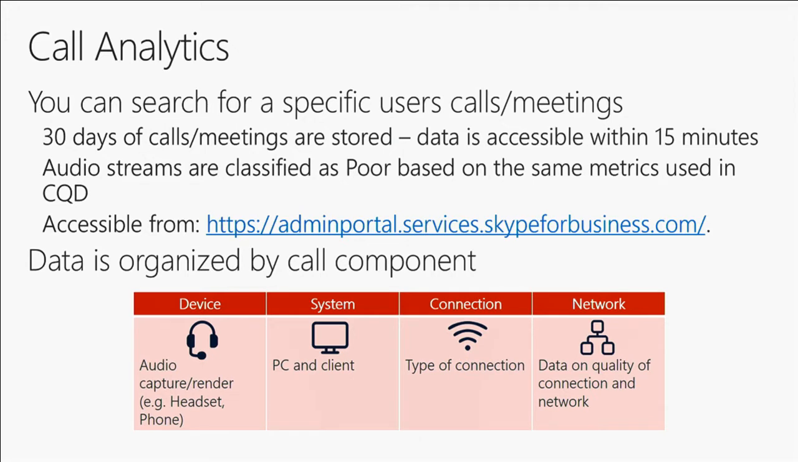Audio streams are classified the exact same way as CQD, so we have consistent methodology across our tooling. Call Analytics breaks this down in a way that enables Tier 1 help desk personnel to actually understand the various call components. Devices. What device people used? I don't think it's surprising to anyone that in some instances, your end users may not even realize that they're accidentally using their internal speaker and microphone. In some instances, we know that that's a challenge. You actually can see in Call Analytics exactly what audio device was used during that call.